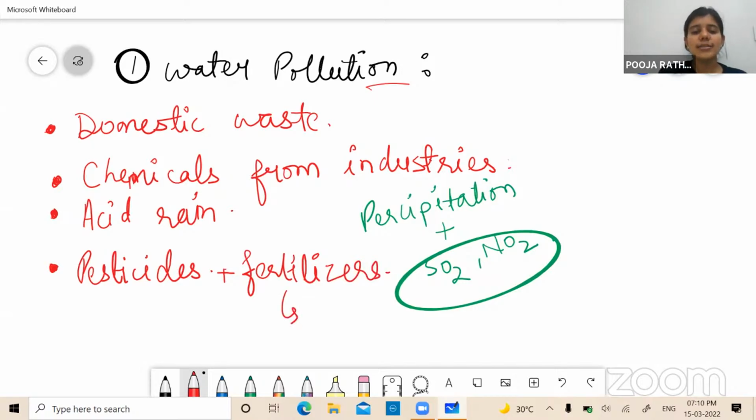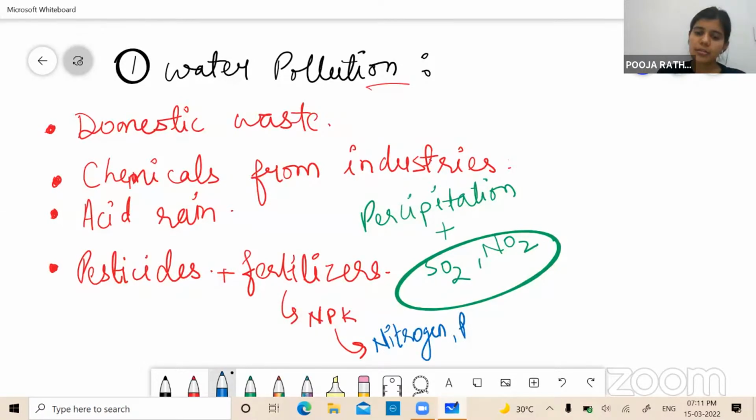Mostly NPK fertilizers are used, because these minerals are important for soil, and when the crops don't get these minerals, they don't grow in the proper manner. Okay, can anyone tell me the full form of NPK? Okay, let me tell you. N stands for nitrogen, P stands for phosphorus, and K stands for potassium.